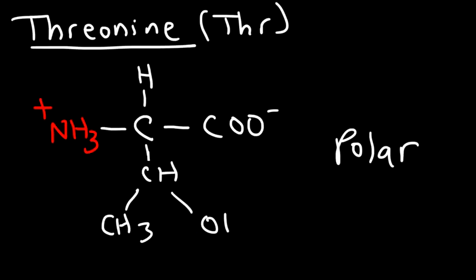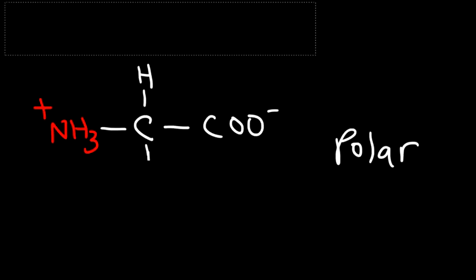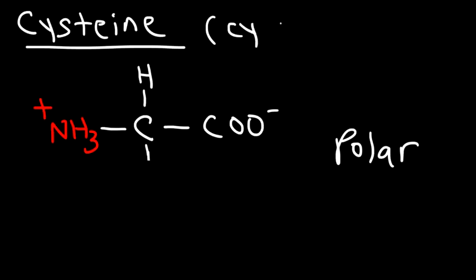Now, let's move on to the sulfur-containing amino acids. And so the first one that we're going to talk about is cysteine. Abbreviation CYS. Now, cysteine contains a CH2 group and an SH group, also known as a thiol group.